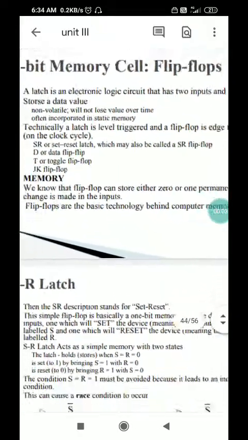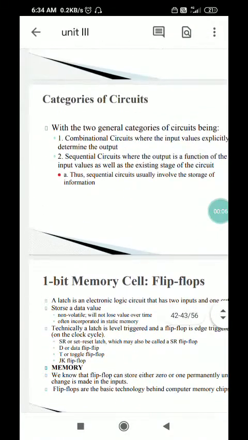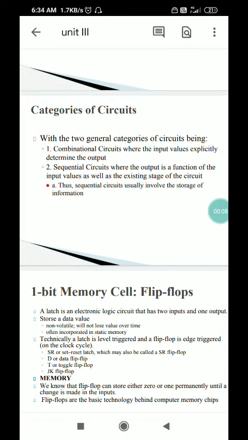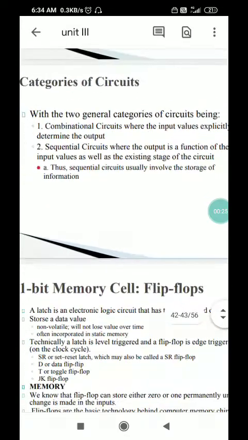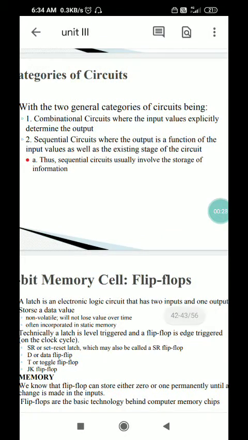Now we'll see the next part of digital electronics. There are two types of circuits. One is combinational circuit and the other one is sequential circuit. In combinational circuit we have circuits whose output is dependent only on present inputs and it is not dependent on the present state of the circuit. Sequential circuits on the contrary produce output, and the output is dependent on the input as well as the present state of the circuit.